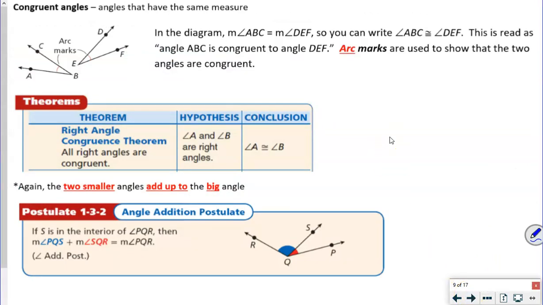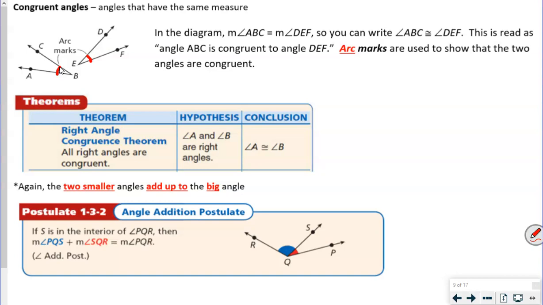So the way that we determine whether two angles are congruent when we're looking at a drawing is they have these things called arcs, okay? So if two angles have an arc on them like that, then that tells us that those two angles are congruent. So in the diagram, the measure of angle ABC, the angle on the left, and the measure of angle DEF are congruent. So they're equal. I should say the measures are equal. So we can write a statement that says angle ABC is congruent with angle DEF. This reads angle ABC is congruent to angle DEF. Arc marks are used to show that the two angles are congruent.